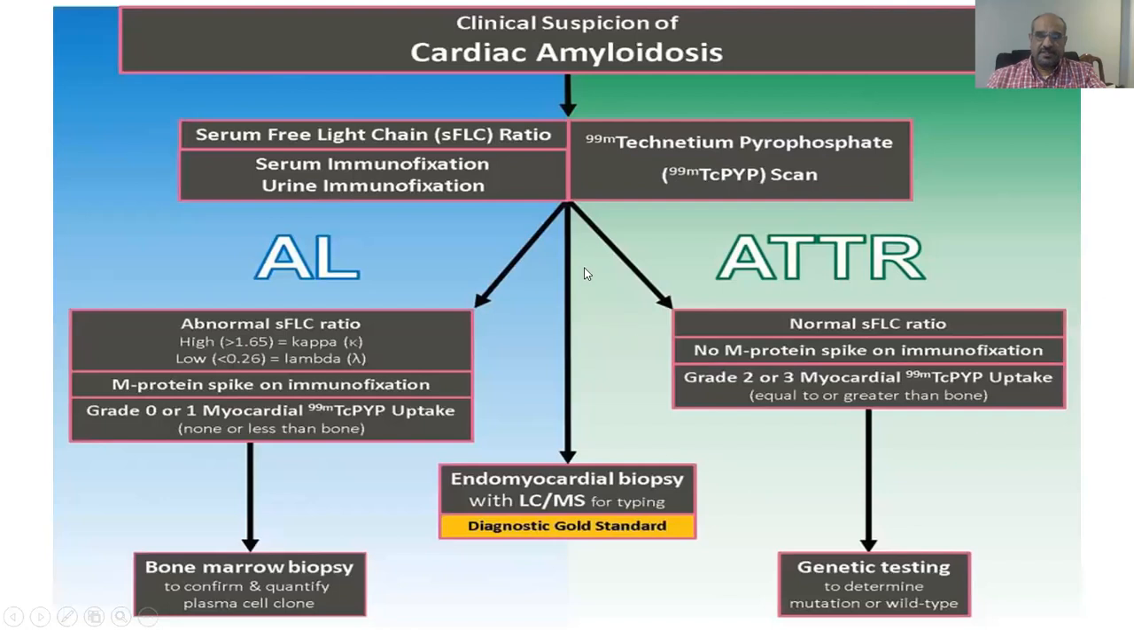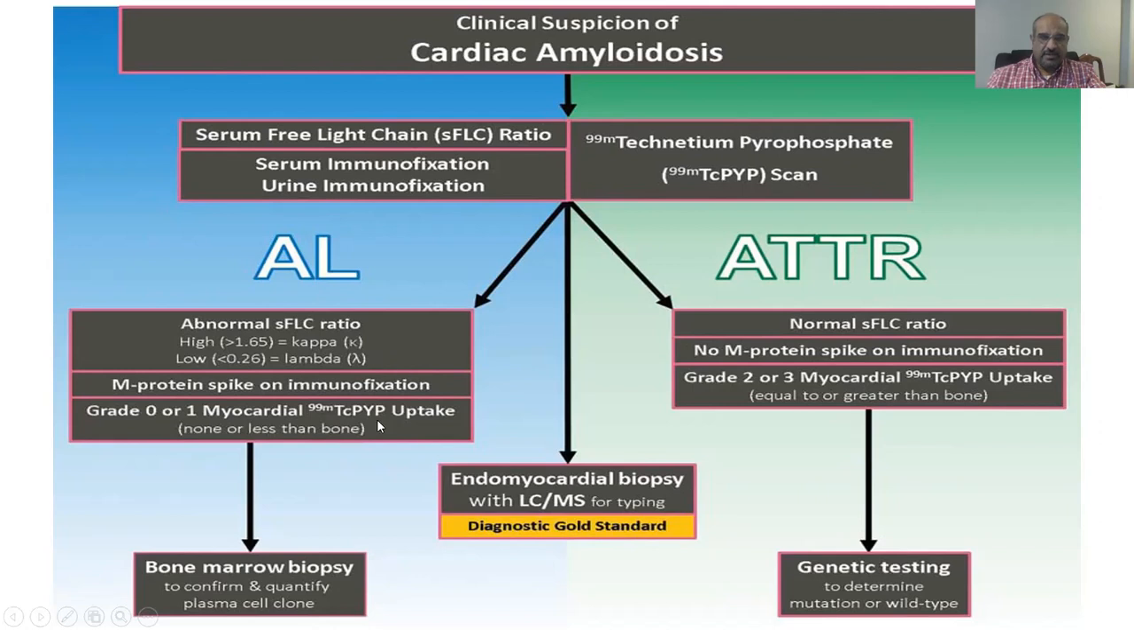This is the most recent algorithm. I like it for patients with cardiac amyloidosis suspicion. If you have clinical suspicion of cardiac amyloidosis, depending on the history, the clinical exam, the ECG, plus the echo, then you have these two options. You have to order the serum free light chain ratio, serum immunofixation, urine immunofixation, plus the technetium pyrophosphate 99m scan.